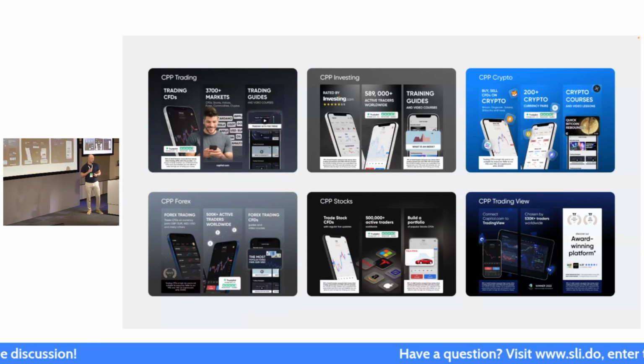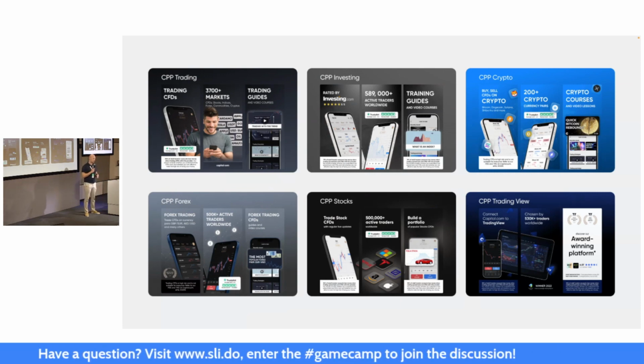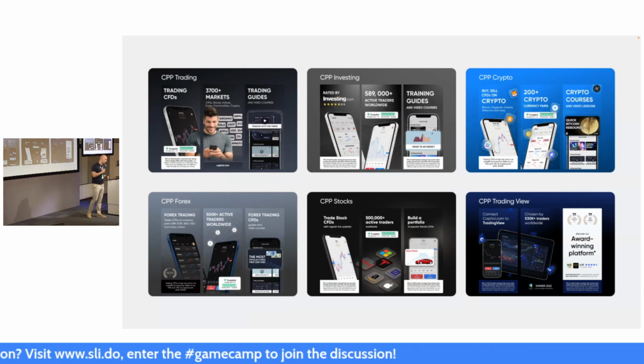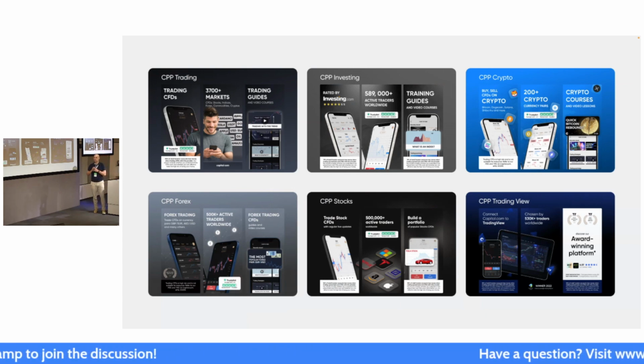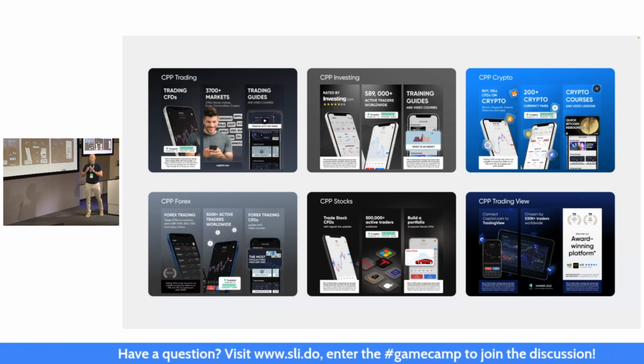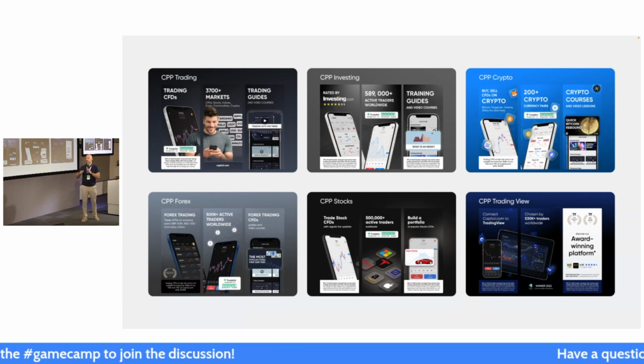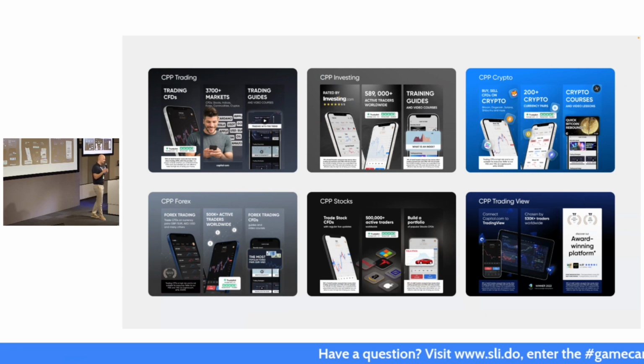Also, I have other examples of this. This is almost all, but not all. We have more custom product pages for other keyword clusters, like CPP trading, CPP investing, CPP crypto, Forex, stocks, and TradingView. We run basically all campaigns using these keyword clusters and setting up special custom product pages for these keyword clusters.